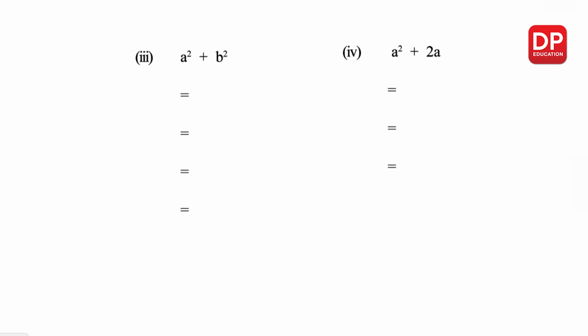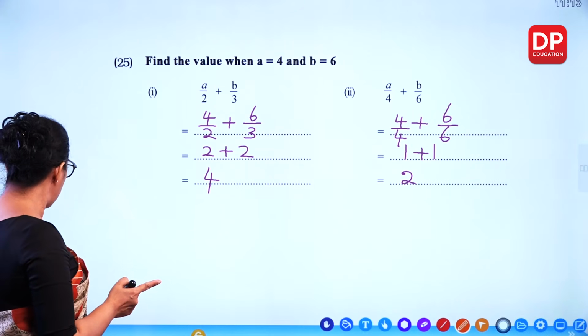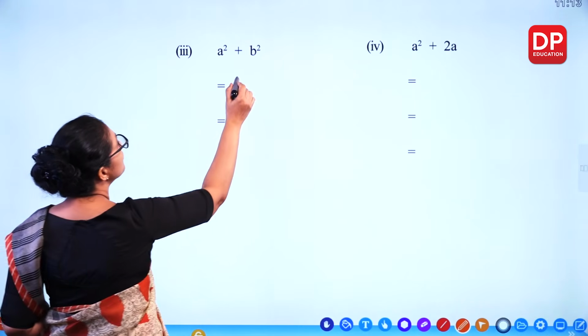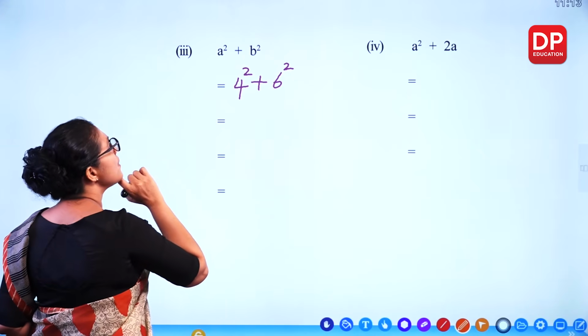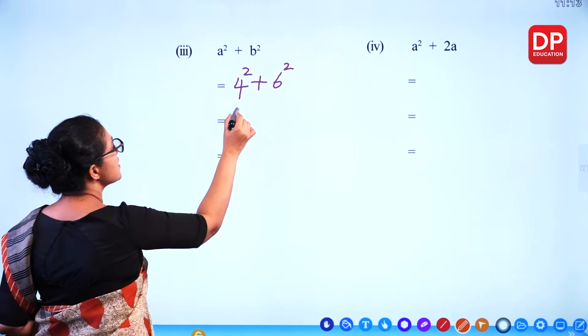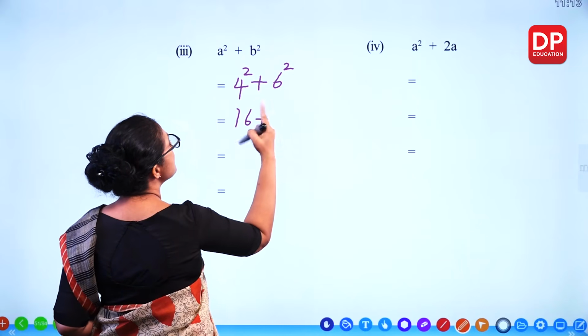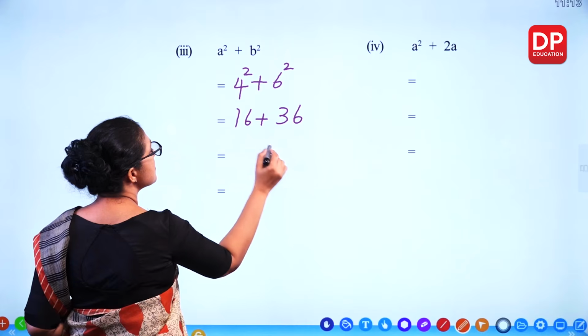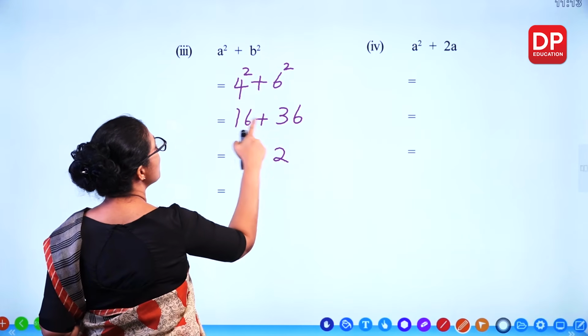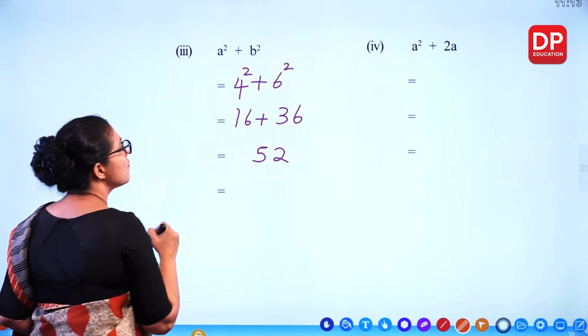So what's their value? a is 4, b is 6. So 4 squared and 6 squared. So what's 4 squared means? 4 times 4, 16. 6 times 6, 36. Now add this. 6 and 6, 12. 1 remaining. 4 plus 1, 5. 52.